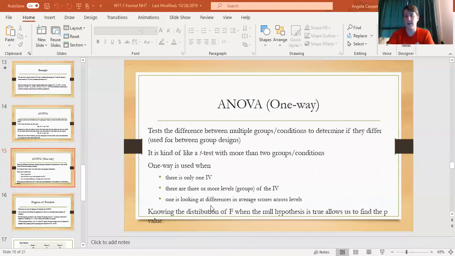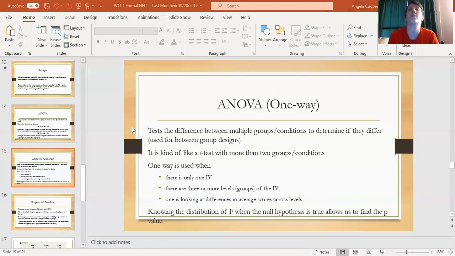So with a one-way ANOVA, which is what I'm going to focus on in this discussion, again, it tests the differences between at least three groups and sees if they differ in any way. It's similar to a t-test, except now we're just tacking on another group. We use a one-way ANOVA when there's only one independent variable.